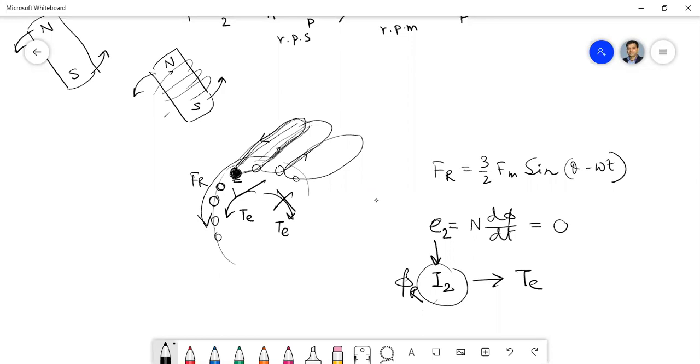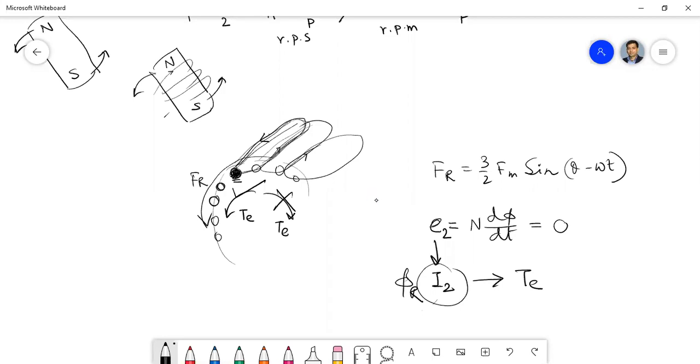So another point we can answer from this, that if somehow the speed of the rotor becomes equal to the speed of the rotating magnetic field, then there will be 0 torque. Torque will be 0. So that should not be the case. So therefore, an induction motor always runs at some reduced speed compared to the rotating magnetic field.